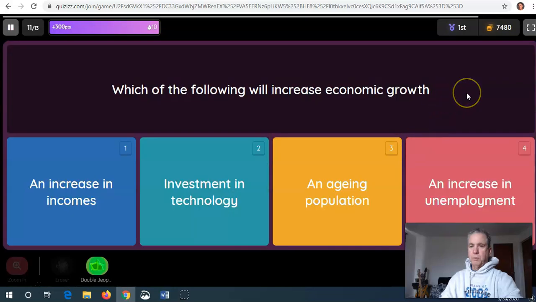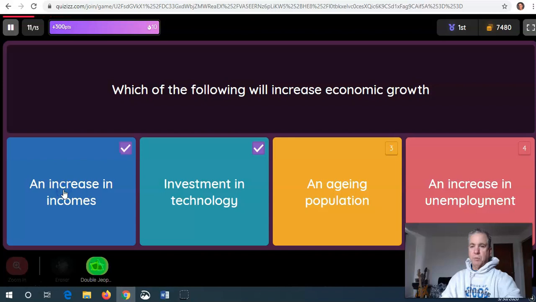Which of the following will increase economic growth? An increase in unemployment? Definitely not. We need people working. A lot of old people? No. Investment technology? That could increase economic growth. Looks like there's more than one. An increase in incomes? Definitely. More money that people have. They're earning more. They're going to spend more.